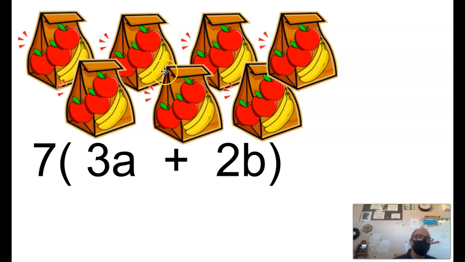And if you want to draw a little sketch in your notes, we don't have a whole lot of time for you to actually draw 7 bags of these healthy snacks, but I got 3 apples and 2 bananas in each bag. And I'd like you to focus on the fact that these parentheses are the things that are telling us what's in the bag.